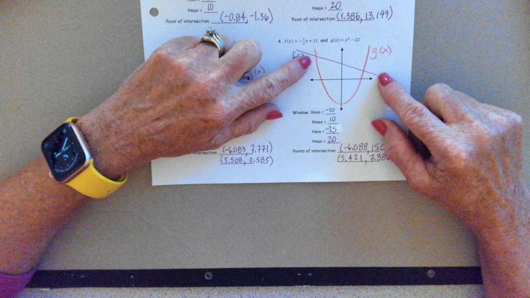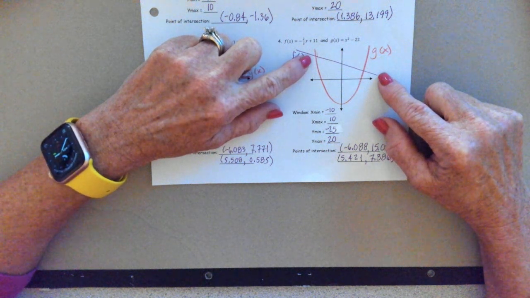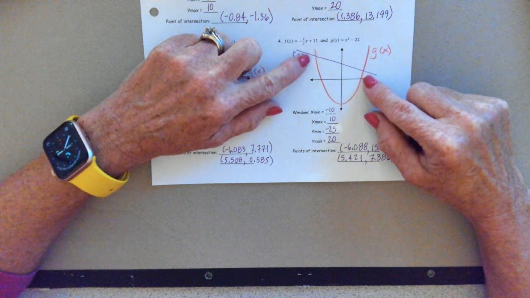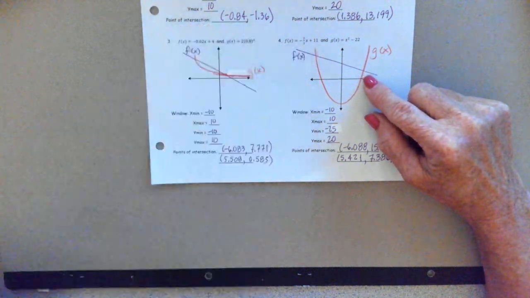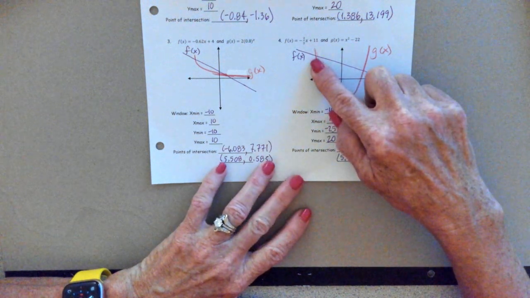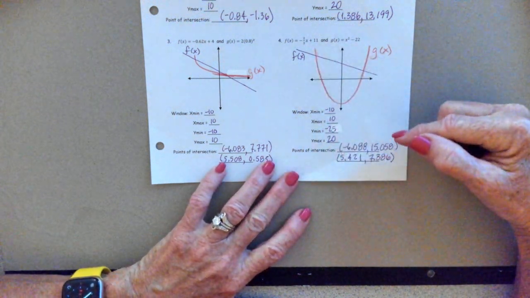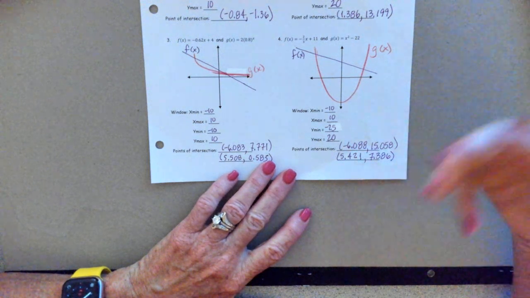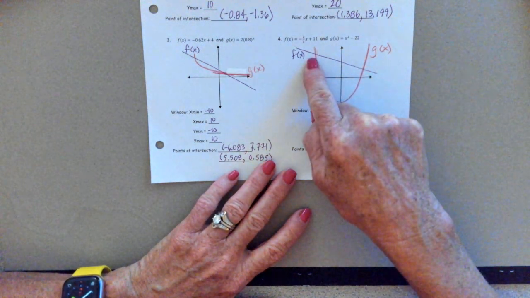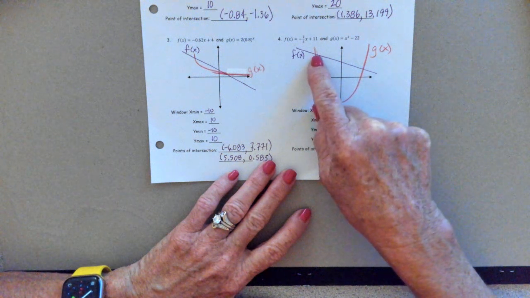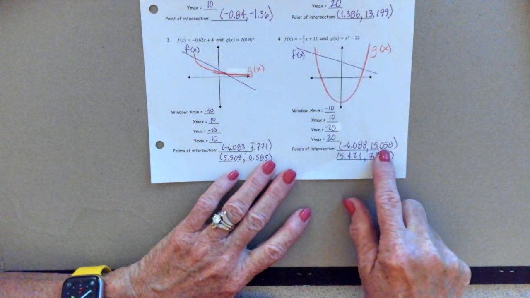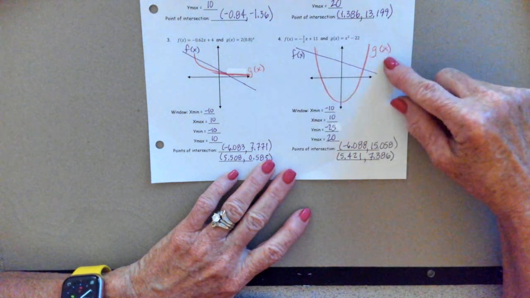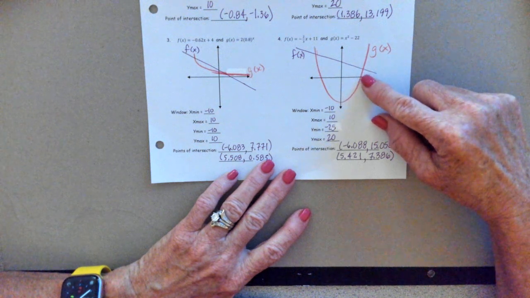You needed to expand the window to get this second point of intersection. I think this one showed up at first, but the one on the left didn't show up. So you had to expand your window to see that second point of intersection. You'll have to go through that second calc menu of intersect twice. When you guess the first one, you'll have to arrow closer to over here to that point of intersection, which gives you this, negative 6.088, 15.058. And then you'll have to arrow to this one, to this second point of intersection.